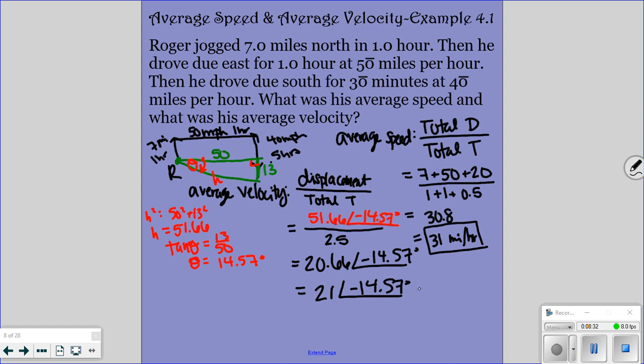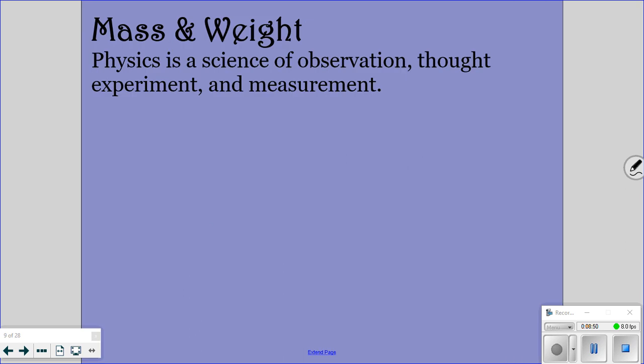And then velocity is miles per hour. So that would be the average velocity. Okay, so that's how you do average speed and average velocity. Now we're going to look at mass and weight.